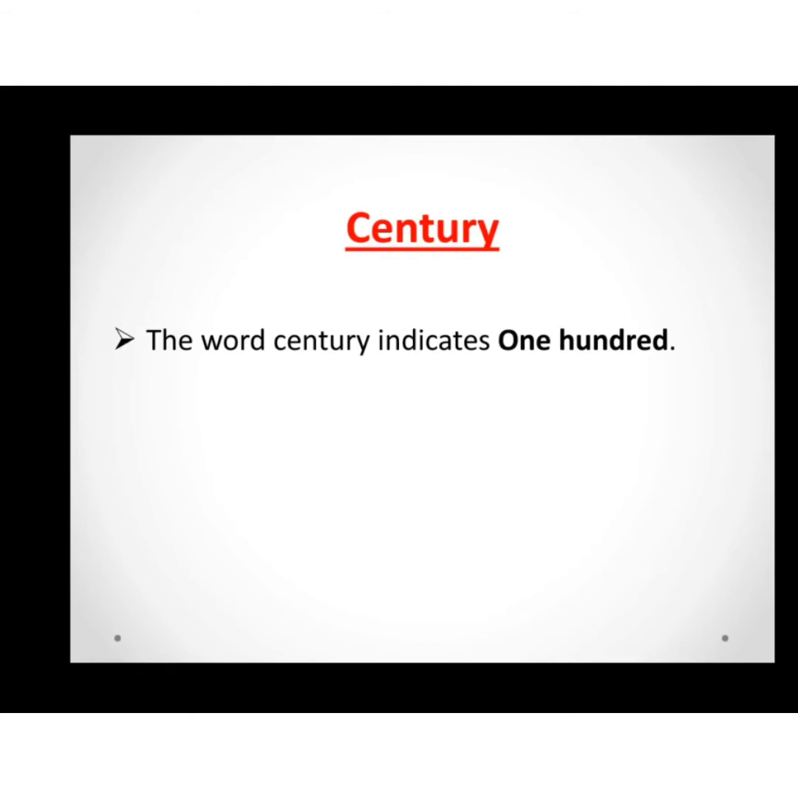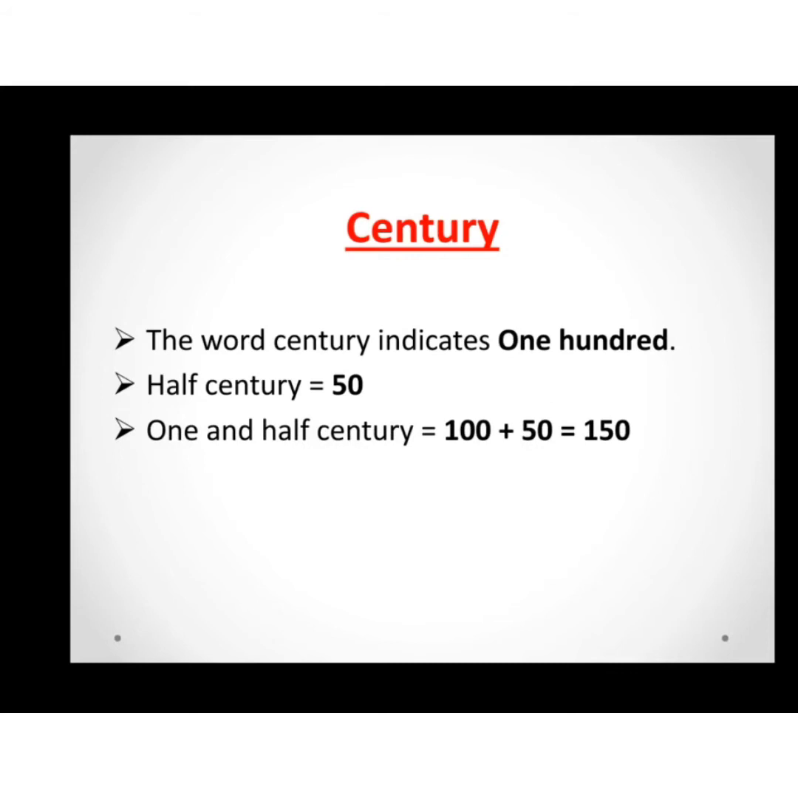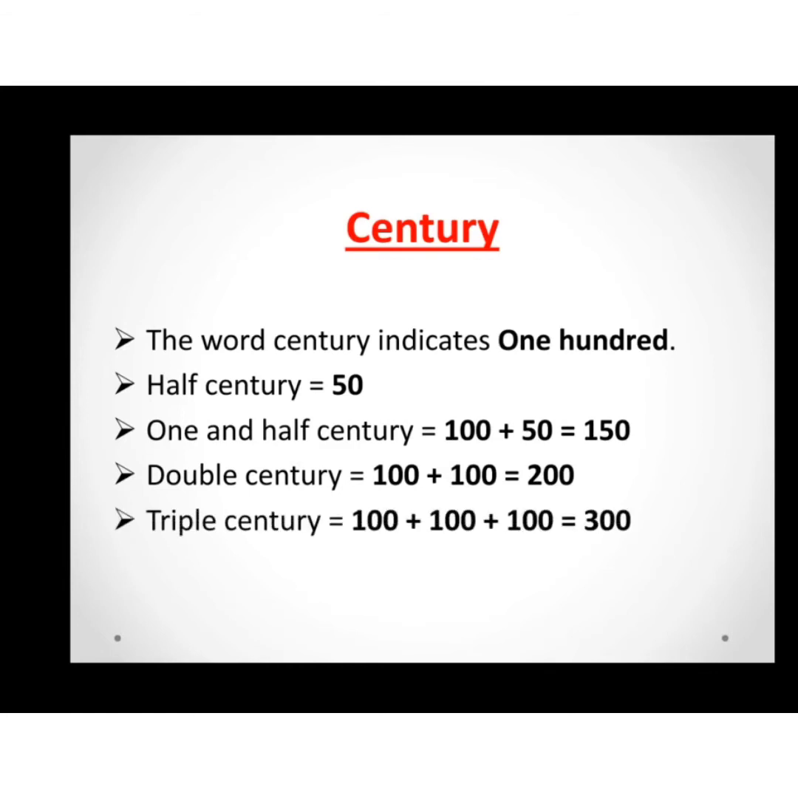Then we have learnt about half century, 1.5 century, double century and triple century. So half century indicates half of 100 and that is 50. Similarly, 1.5 century indicates 100 plus 50 is equal to 150. Double century indicates 100 plus 100 is equal to 200 and triple century indicates 100 plus 100 plus 100, that means 300.